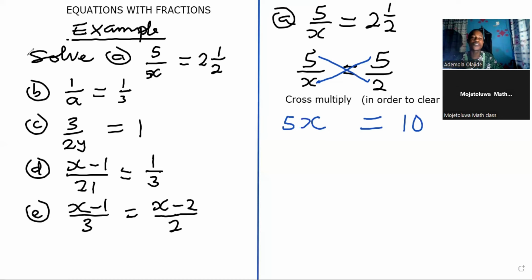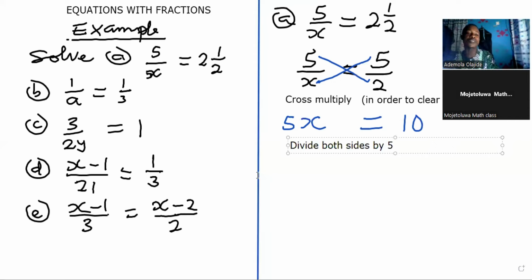Use your previous knowledge. In the previous equation, we have done something like this. What do we say? We will divide both sides by 5. Very good. Divide both sides by 5. That's the coefficient of the letter we want to find, the coefficient of x.